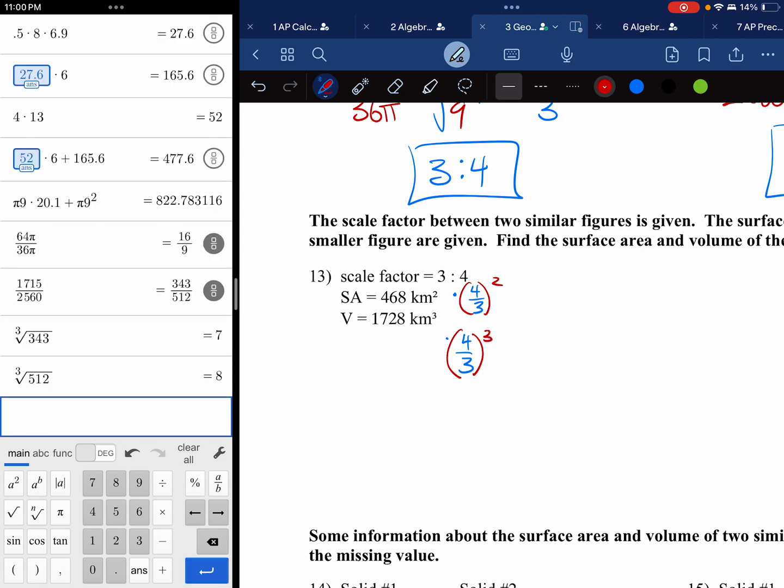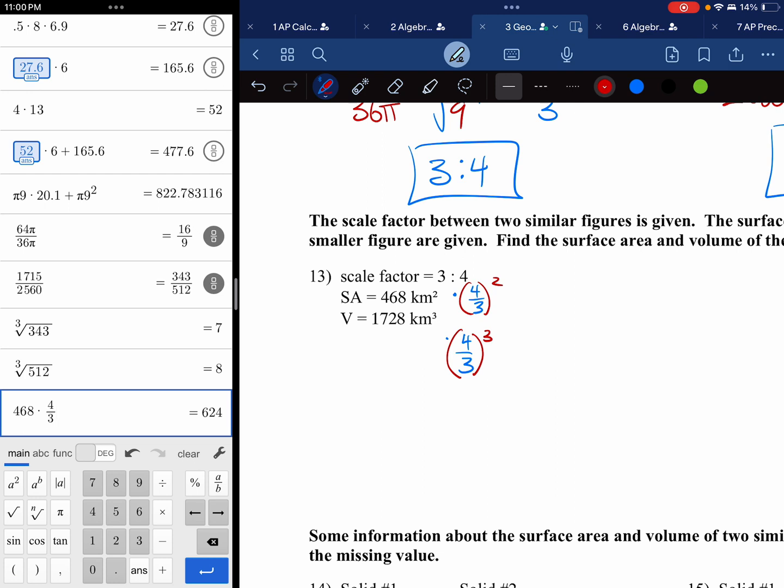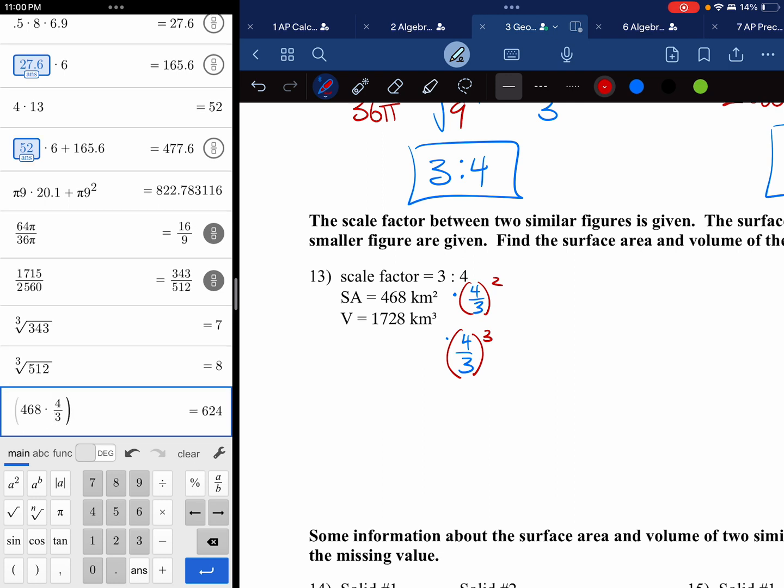So I'm going to say 468 times this fraction of 4/3. This 4/3 is going to be to the power of 2. And my answer is going to be 832 units, kilometers squared. And then what about down here?